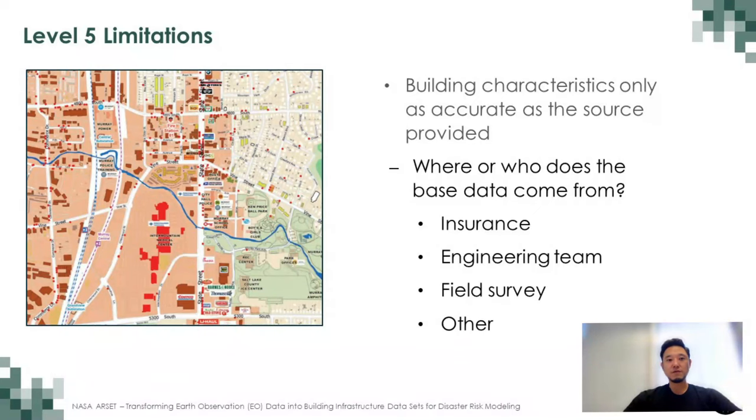Now, if it's an engineering portfolio, it's going to be pretty accurate in regards to the number of stories and the lateral resistant systems. So any kind of seismic risk assessment is going to be good for that. Perhaps it's a field survey. If the field team goes out and records anything that they can see, with engineers in the field, maybe they're recording any structural issues as well. So for level 5, it's important to understand where the base data comes from. It's going to determine how you're going to use level 5 exposure data.